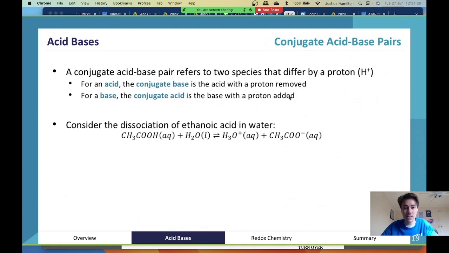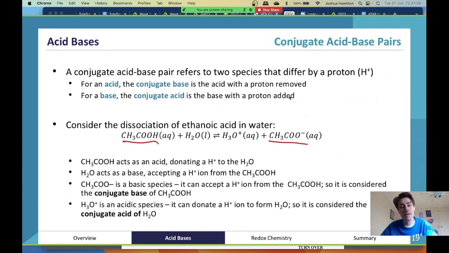If I consider the dissociation of ethanoic acid, dissociation means that I've mixed it in with some H2O, some water. As you've got here, you've got ethanoic acid. Ethanoic acid becomes CH3COO negative. Therefore, for this acid here, its conjugate base is this one here.